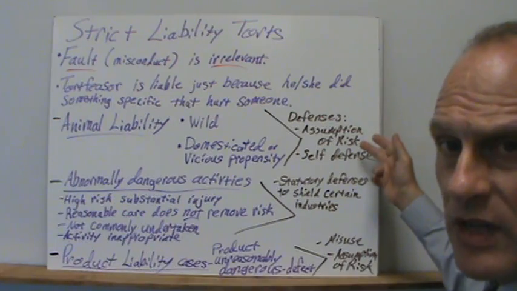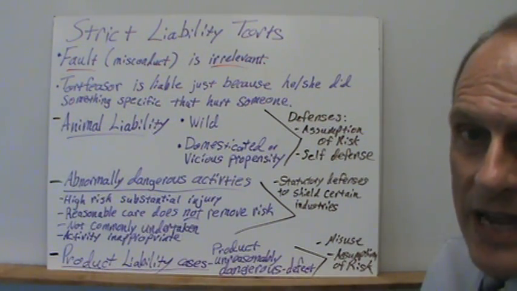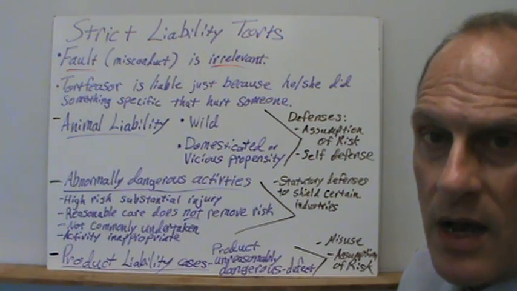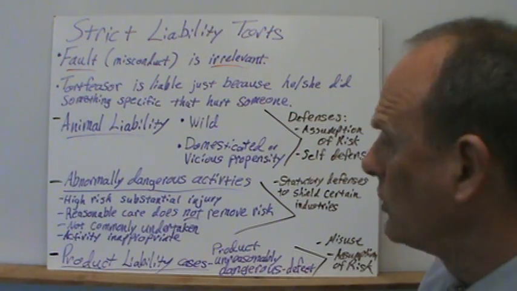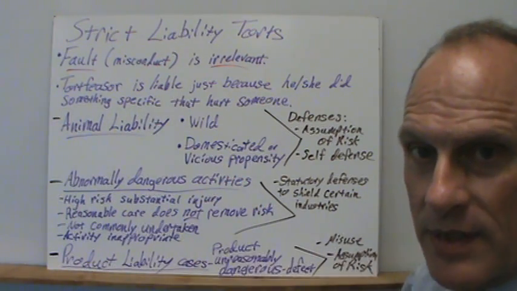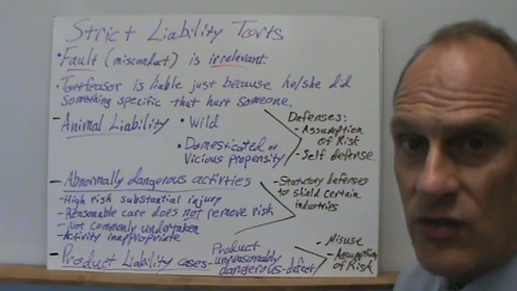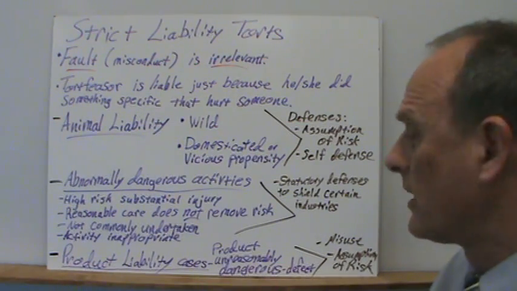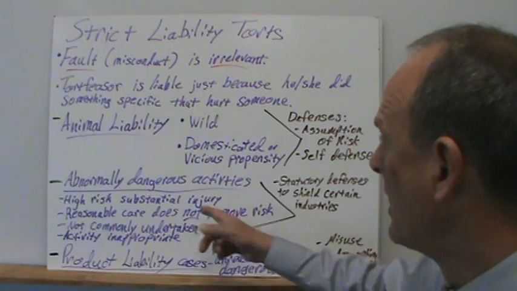There are defenses here on all of these. Assumption of the risk. You go near a wild animal when you didn't have to. Assumption of the risk may come into play, or an owner using a domesticated animal that may be a really mean dog to use that animal as self-defense to defend their property. You may have self-defense coming into play.